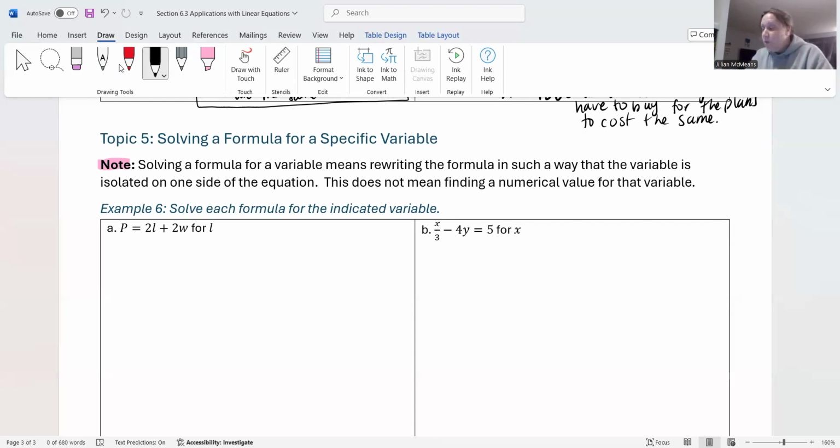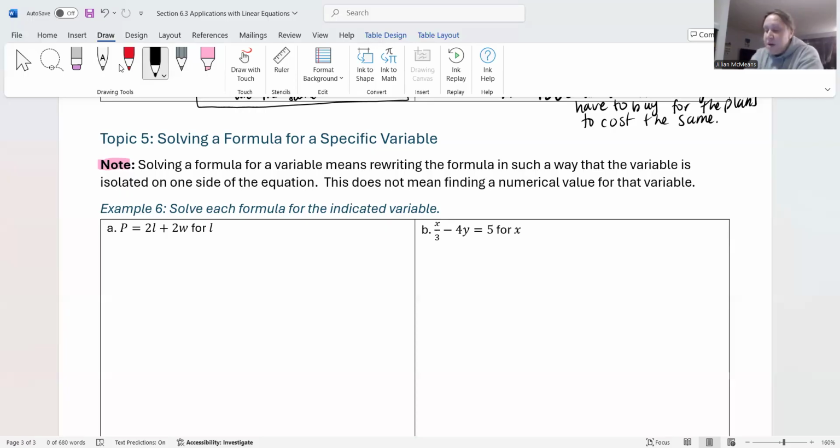The main reason we do this, there are a lot of reasons, but the main reason we're doing it now, in my opinion, is that in the next chapter we're going to take linear equations in two variables and we'll have to solve those for y. It's kind of the same process.